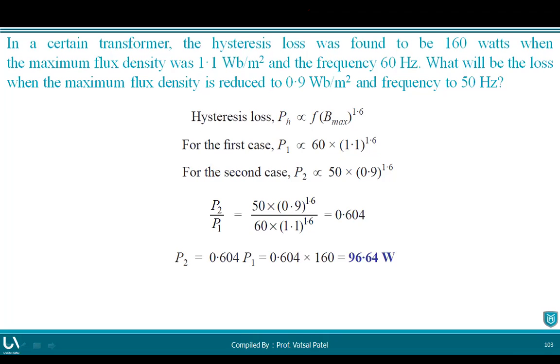After that, we take the ratio, P2 divided by P1. After putting in the values, you will identify the amount of losses that can happen in the second case. And you can compare with the first case, where the frequency was 60 hertz and the losses were 160 watt along with the maximum flux density. But now if you reduce the frequency and you reduce the maximum flux density, your losses will also be reduced. That you can identify from this given example.